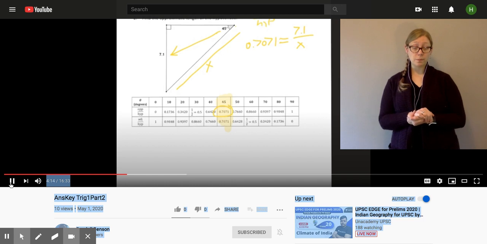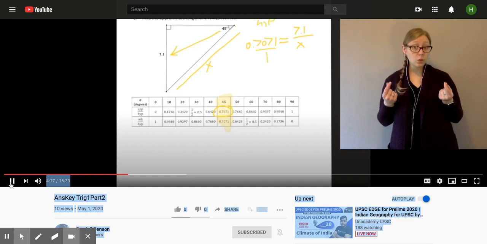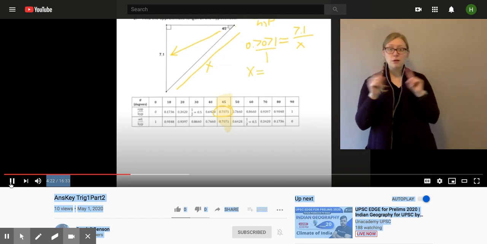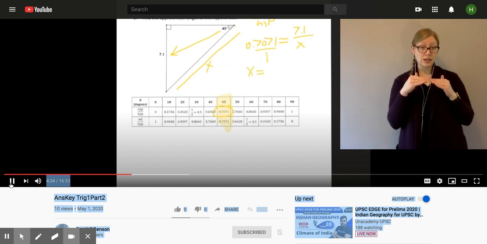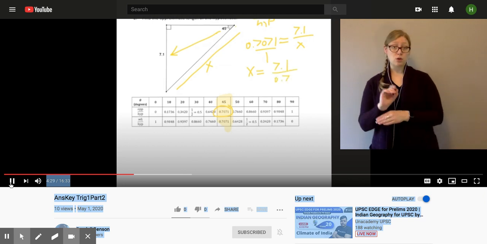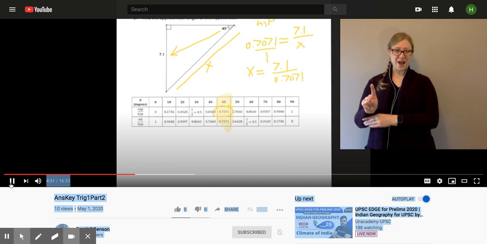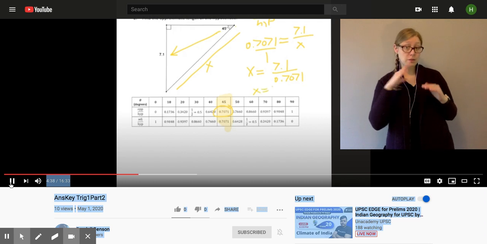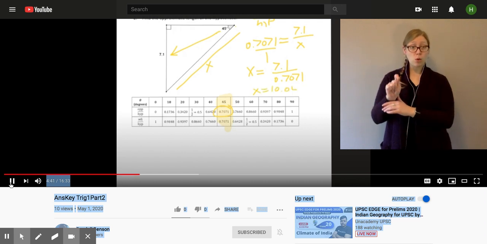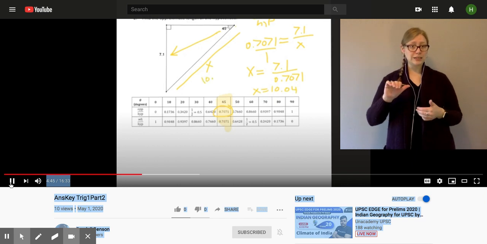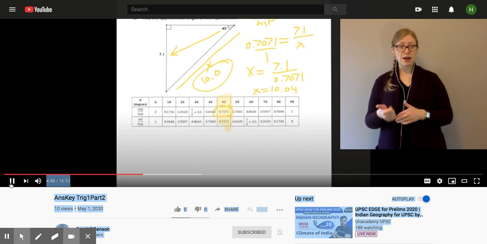And to solve this, again, you could put a 1 underneath and cross multiply, but actually, x equals 7.1 divided by 0.7071. So I'm going to get a number bigger than 7.1. And this works out to be x is going to be equal to 10.04. So we're going to go to the nearest tenth, and so 10.0 is the answer.